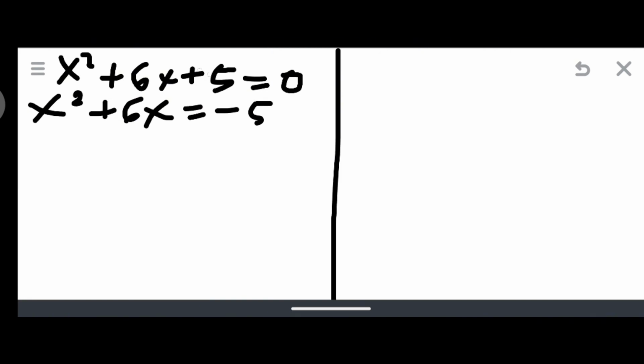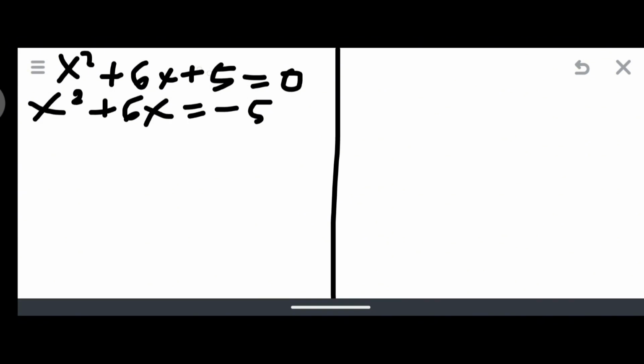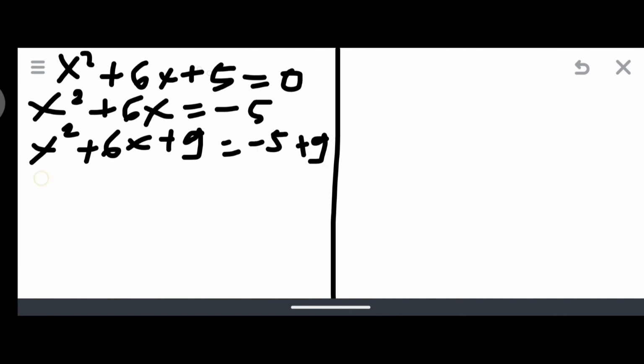To complete the square, we add a number to both sides of the equation that is equal to half of the coefficient of x. In this case, the coefficient of x is 6, so half of it is 3. Squaring 3 gives us 9. Adding 9 to both sides of the equation gives us x squared plus 6x plus 9 equals -5 plus 9. Combining like terms, we get (x plus 3) all squared equals 4.